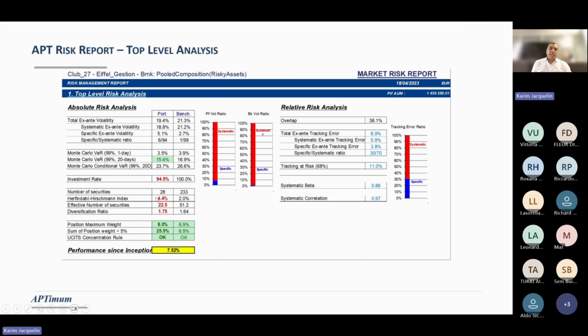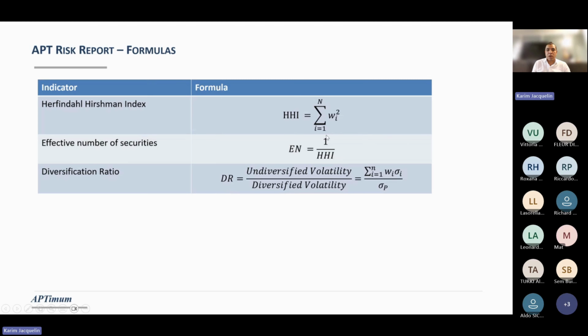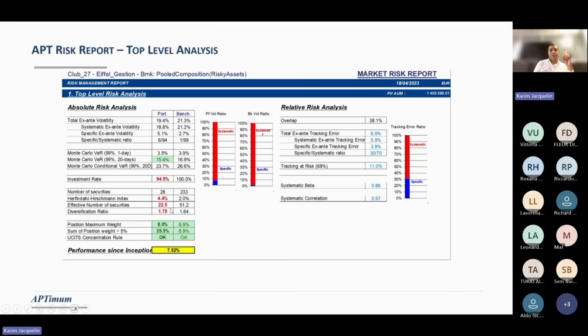So the HHI is a technical indicator. There is, I would say, a more useful risk indicator, which is the effective number of securities, and it's directly derived from the HHI. So the formula is this one. It's just 1 divided by the HHI. And it gives you the effective number of securities, which is more useful and easier to interpret.